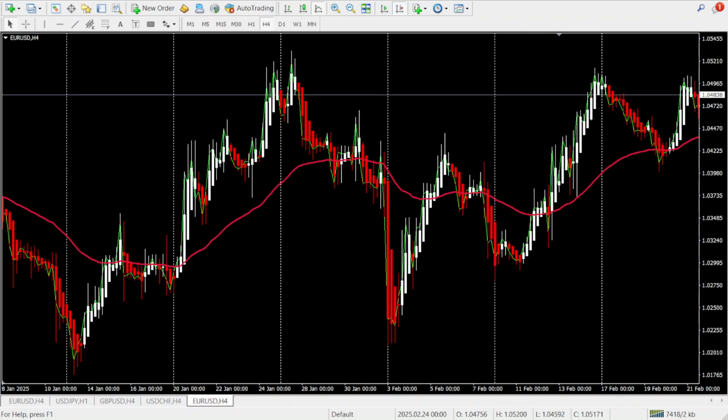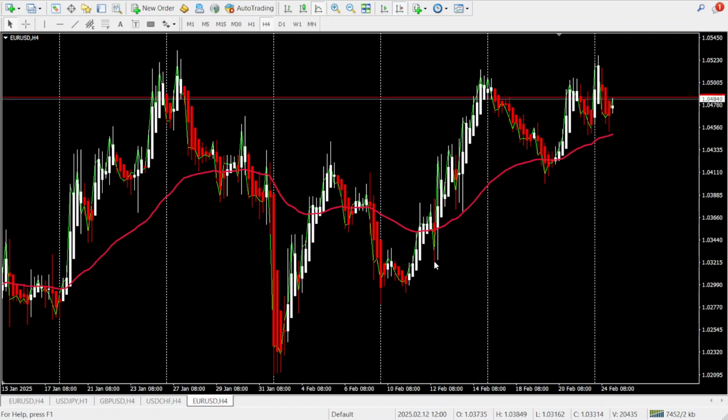So for day traders, this strategy is especially useful because it helps filter out the noise of smaller price movements and focuses on the overall trend. The 50 EMA keeps you aligned with the bigger picture, while the Heiken Ashi candles give you precise entries and exits. By using these two indicators together, you'll have a much clearer view of the market's direction, allowing you to make faster and more confident decisions.